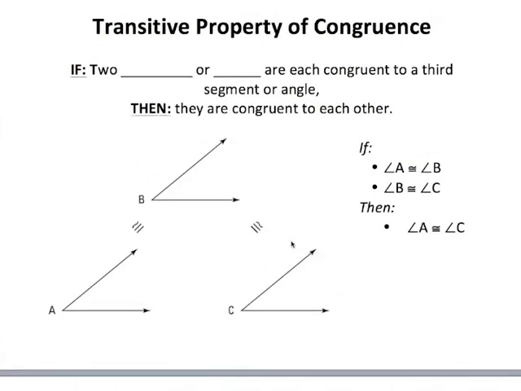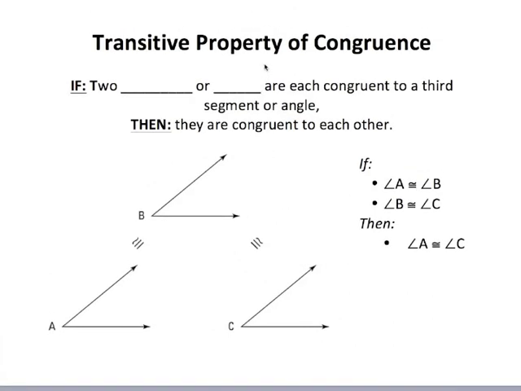Now let's take a look at the transitive property of congruence. If two segments or angles are congruent to a third segment or angle, then they are congruent to each other. If this angle is equal to this angle, and B is congruent to C, then A is congruent to C.